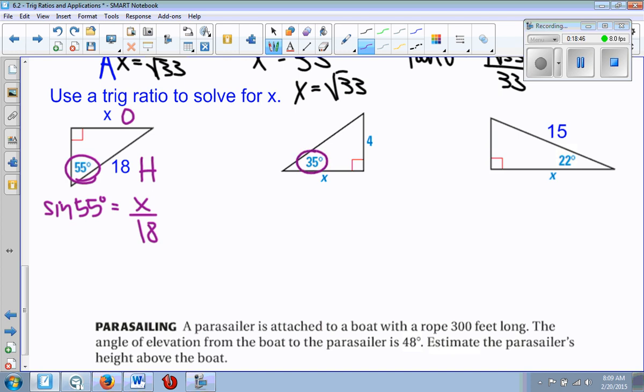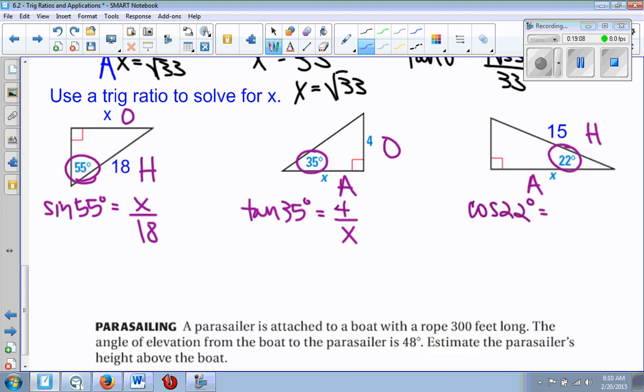And the next one, from the 35, the 4 is opposite and the x is adjacent. O and A tells me tangent. So tan of 35 equals 4 over x. And in the last one, x is adjacent, 15 is hypotenuse. So A and H tells me cosine. So cosine of 22 degrees equals x over 15.